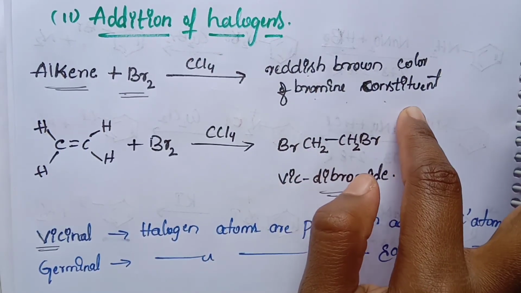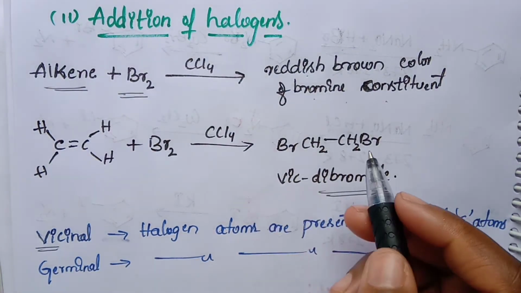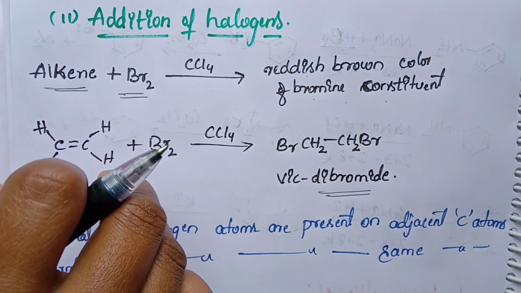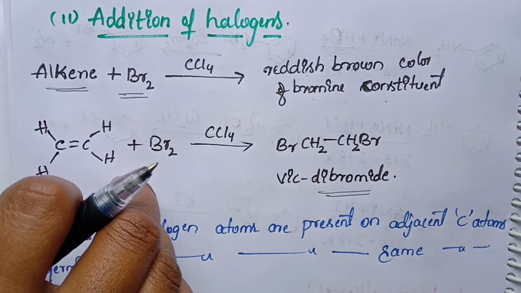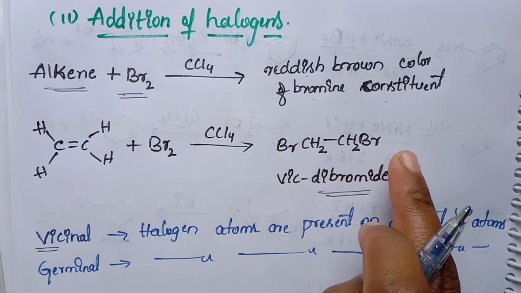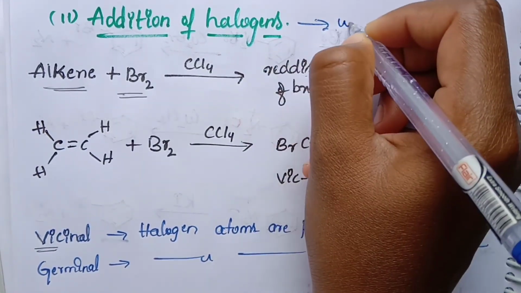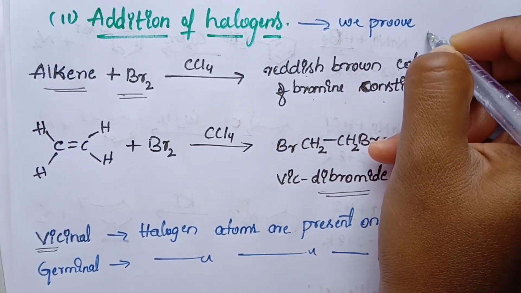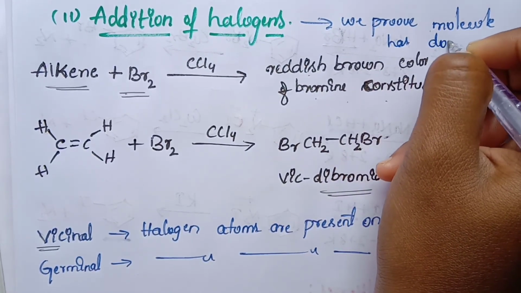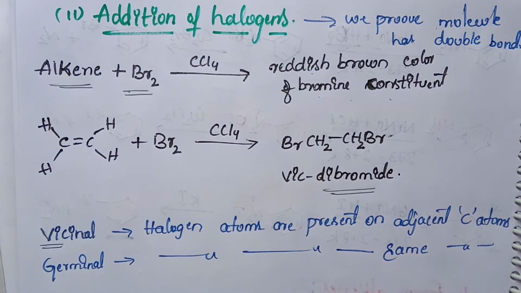This is one of the methods to prove the detection of a double bond in a molecule. Means through this method we have to establish that there is a double bond in the molecule before we use the starting product, right? This starting product has the double bond. This is the only method to prove the molecule has a double bond. This is very important. Through this method we prove the molecule has a double bond. Detection of double bond in a molecule.